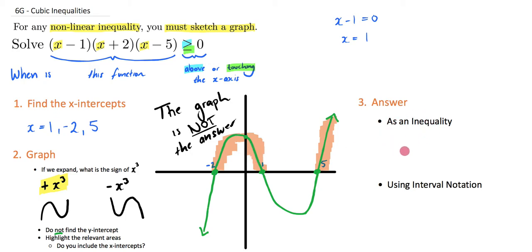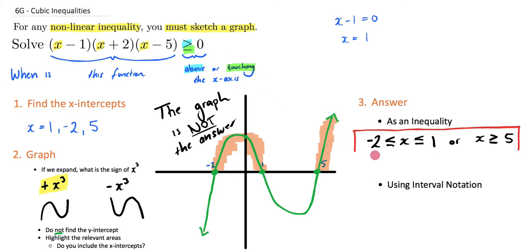Okay, so let us now write down what the answer is. And we can do this in two ways. We can write the answer as an inequality, or we can do it using interval notation. Both are acceptable. So if I was to do it using inequalities, well, I just have to represent this region right here with inequalities. So it's going to be -2 is less than or equal to x is less than or equal to 1, or it is where x is greater than or equal to 5. So that right there would be one legitimate way of writing down my answer, just like that.